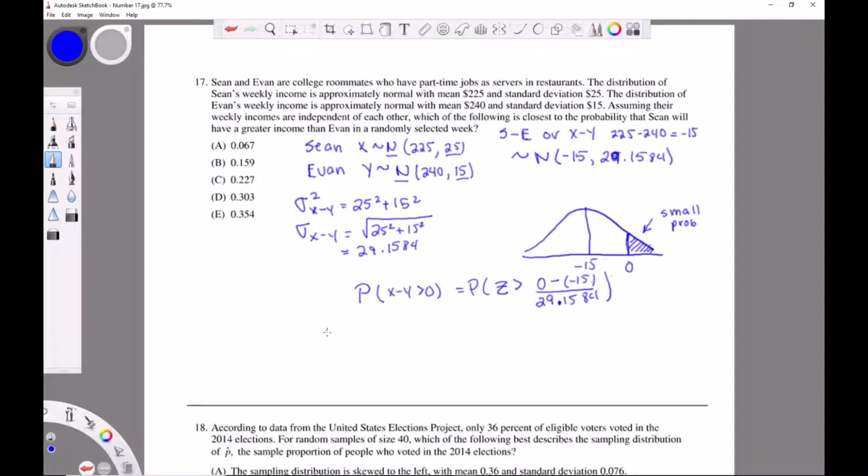And I'm just going to go straight to normal CDF for this. All right, and this is going to go from 0 to infinity. Infinity would be up here, so I'm just going to pick a big number, and then the mean is negative 15, and the standard deviation is 29.1584. And that will give you 0.30345. And that looks a lot like letter D. So there is your answer for number 17.